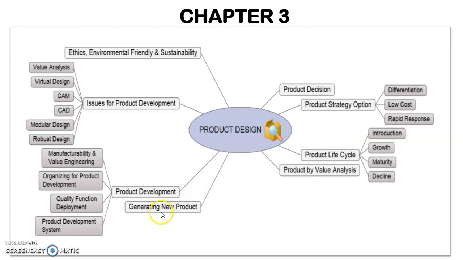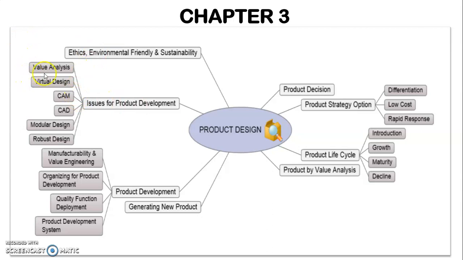After that, how we want to generate new products, which are products that do not exist in the market yet. Then we will go into product development, and under product development we will touch on manufacturability and value engineering, organizing for product development, quality function deployment, and product development. Another part in product design is the issues for product development.